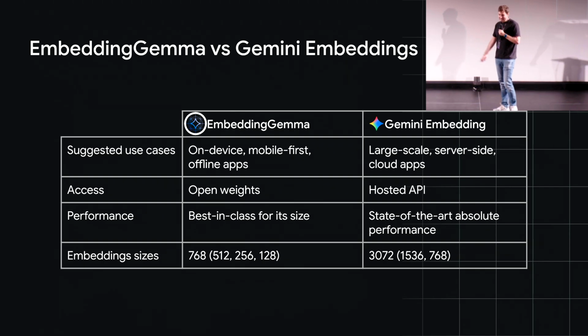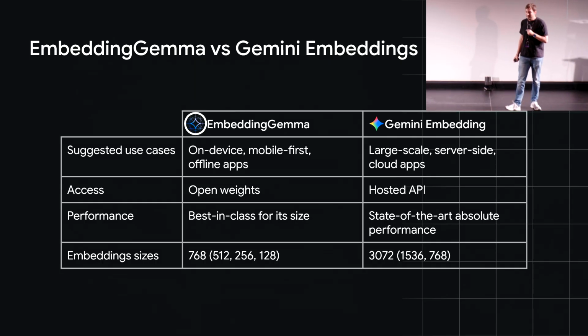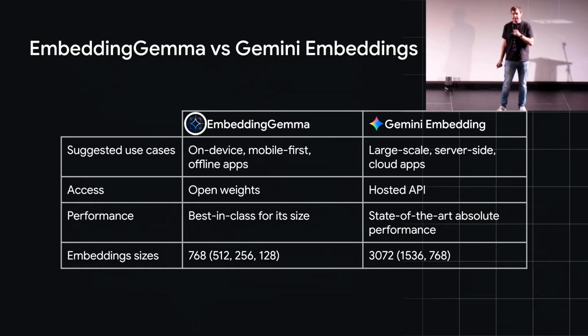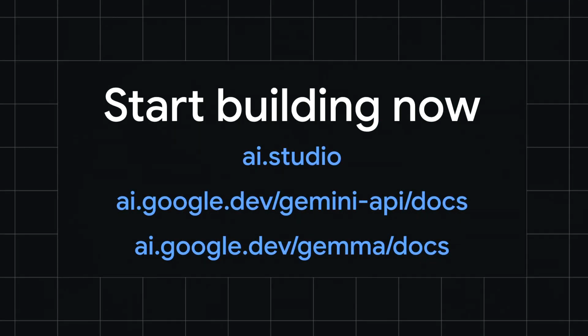So EmbeddingGemma is made for on-device, mobile-first offline apps, and then Gemini Embedding for large-scale server-side cloud apps. EmbeddingGemma is the open weights one, Gemini Embedding is available via the hosted API, and EmbeddingGemma is best in class for its size, whereas Gemini Embedding is really state-of-the-art if you need the absolute performance, and then also a comparison of the different available sizes.